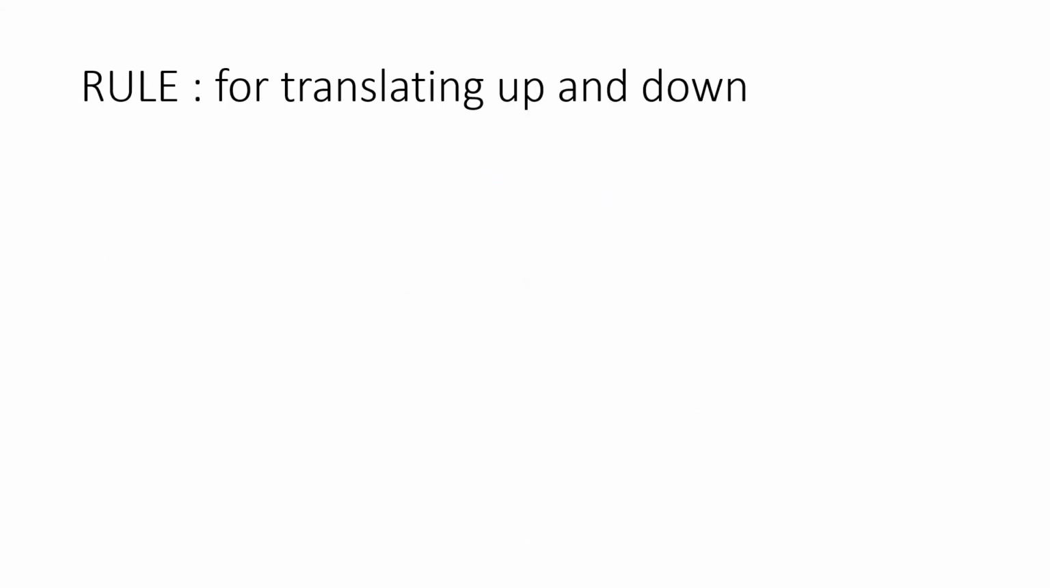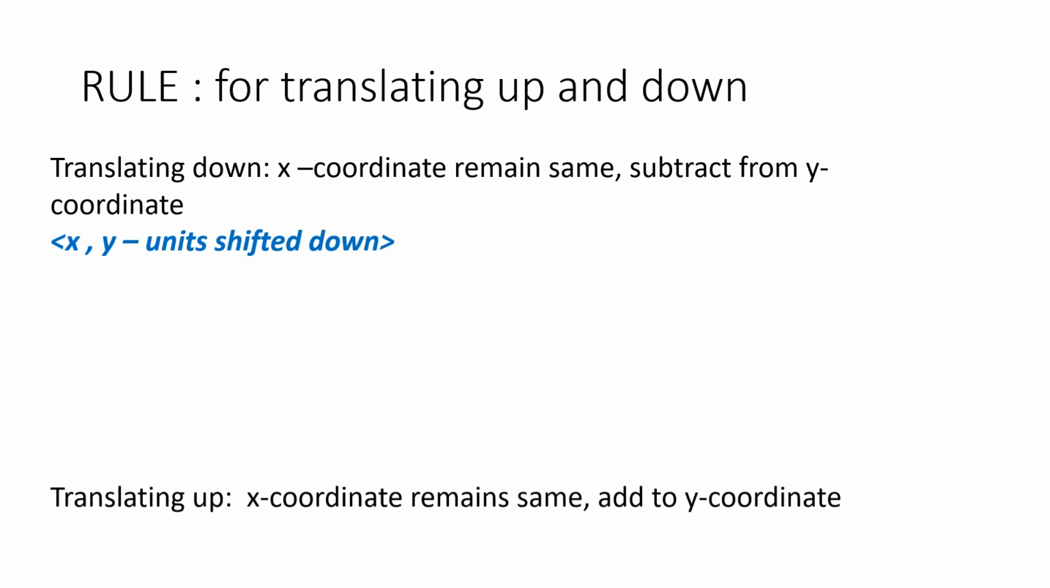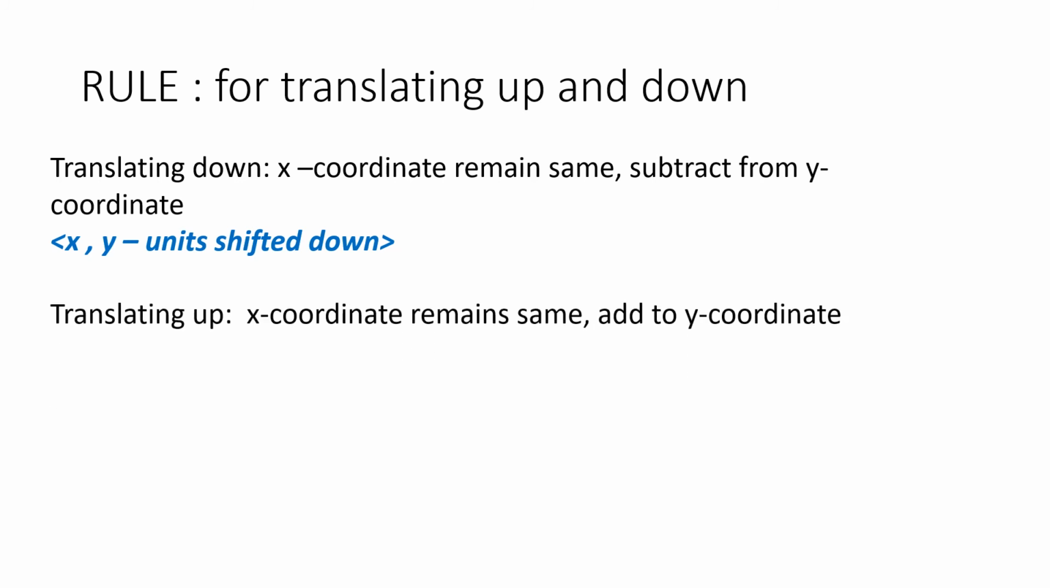Rule for translating up and down. Translating down, the x coordinate remains the same. We subtract from the y coordinate, so only the y coordinate changes. The y value is decreasing when we are going down. So the rule is x remains the same and you're taking away from y. Translating up, the x coordinate remains the same and we add to the y coordinate. So x is the same, you're adding to y, which means the value of y is increasing.